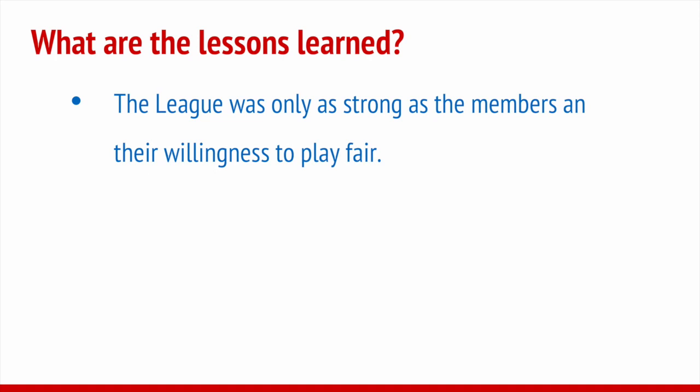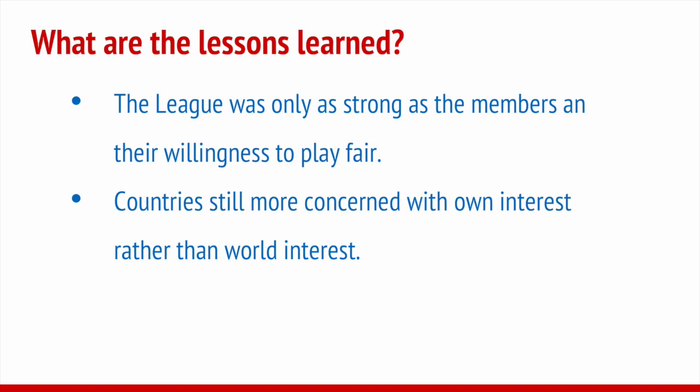So when Japan and Italy are not playing nicely with the others, essentially it eroded all the members of the League of Nations. The second point that I would make is that countries are still far more concerned about their own interest rather than the world interest. And this can be illustrated by what France does in order to preserve its strength in the area, and why Great Britain would be willing to negotiate with fascist Italy instead of taking harsher measures. Essentially, people wanted their own country to be strong and were not concerned about this new world order.